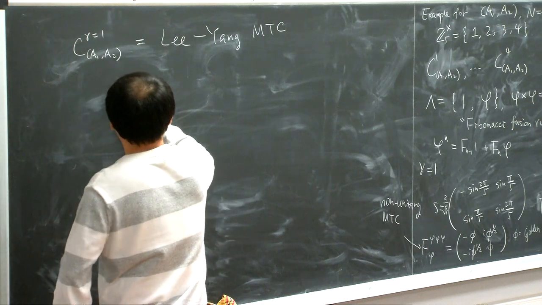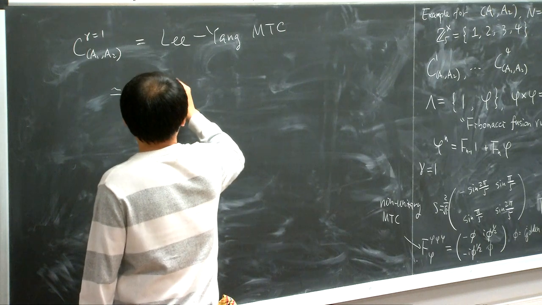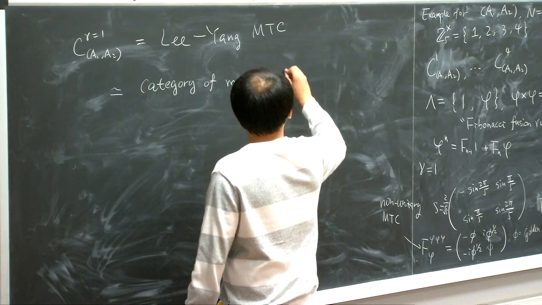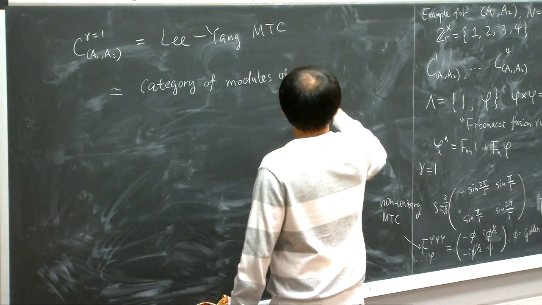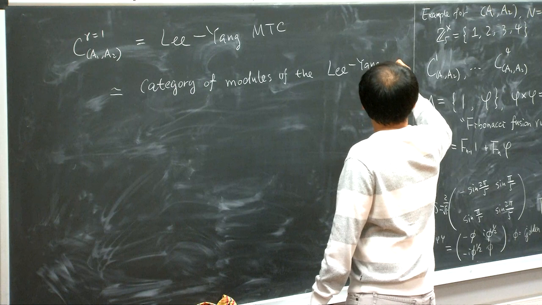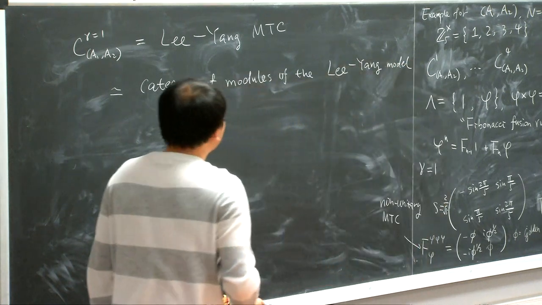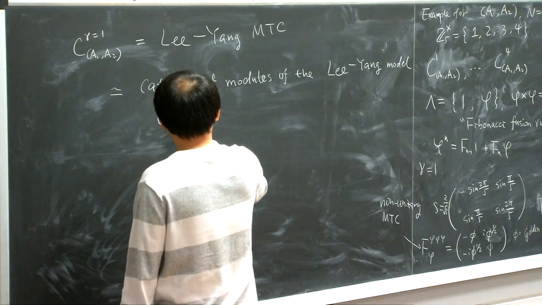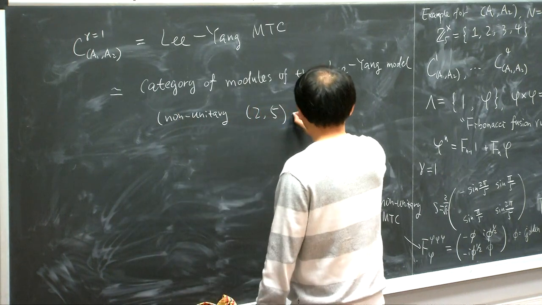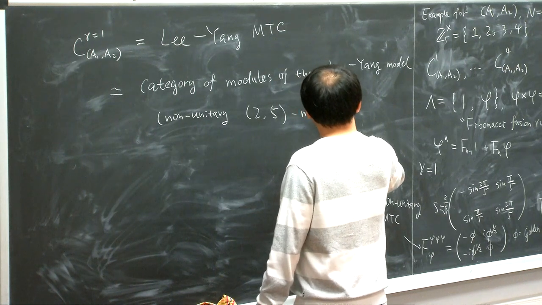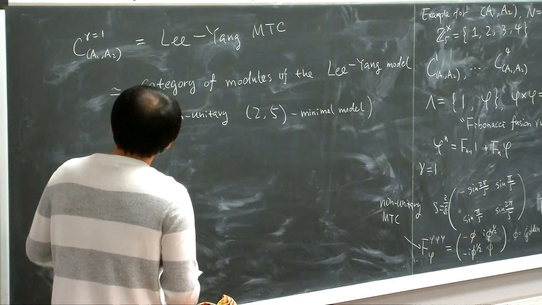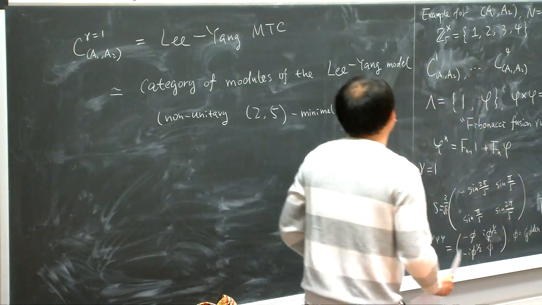And it can be identified with the category of modules of a VOA, and the VOA is known as the Lee-Yang model. This is a non-unitary minimal model, sometimes known as the (2,5) minimal model. And this is for gamma equals 1.